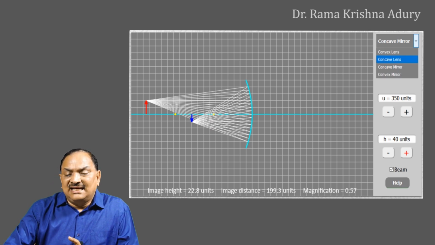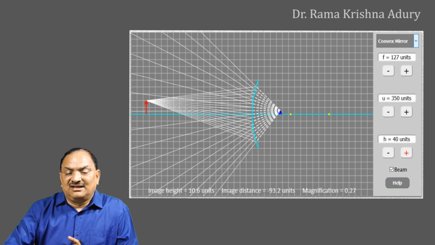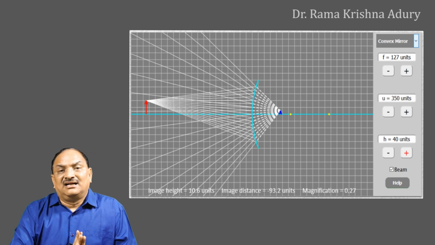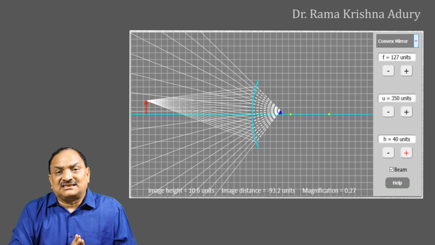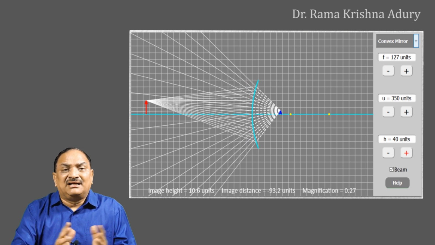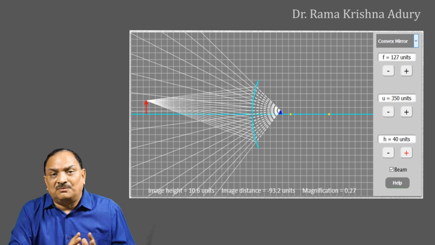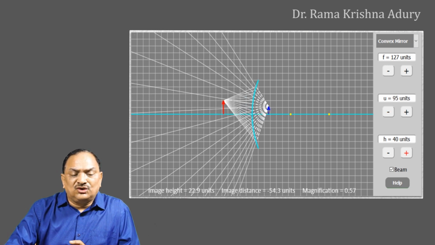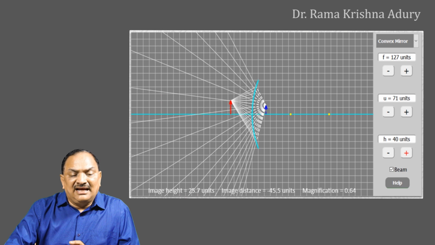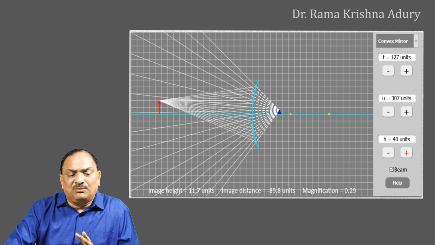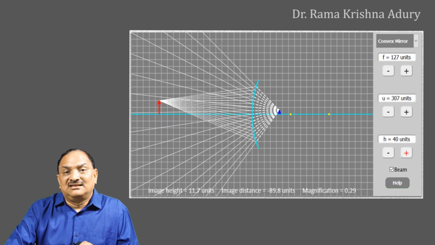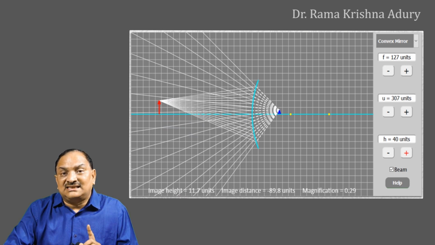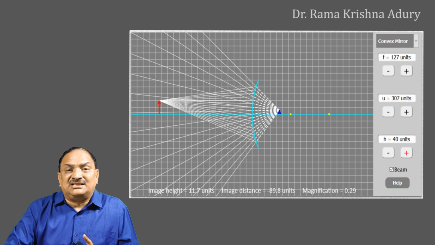But when you take, say, a convex mirror, the properties are much easier for us because they don't vary much with the position of the object. Whether the object is close to the mirror or at whatever distance you place it, the image formed is much smaller. It is a virtual image, it is an erect image, it is always a diminished image.